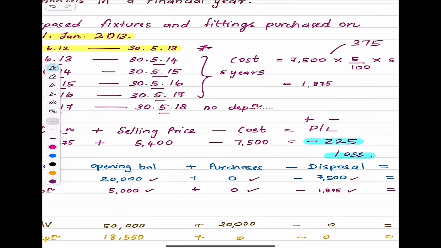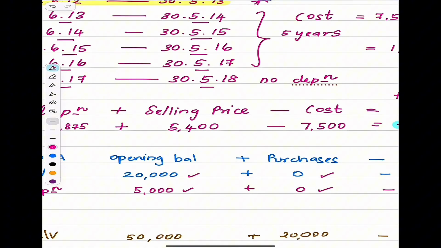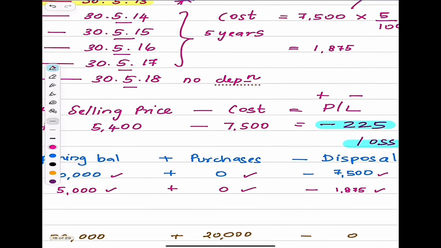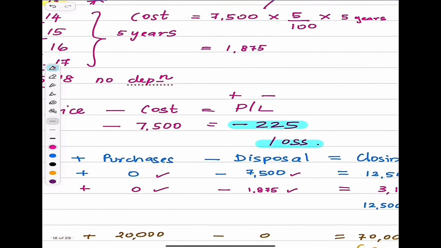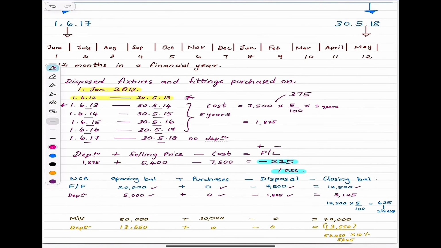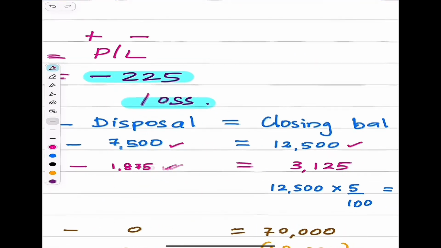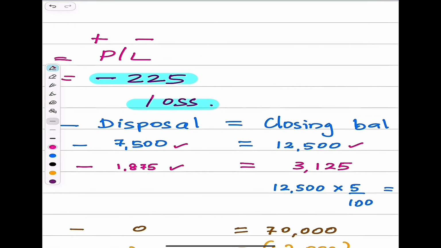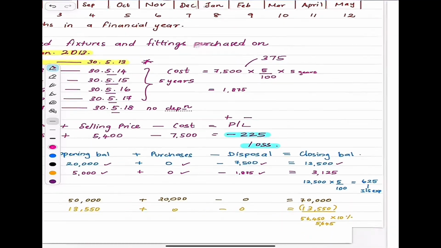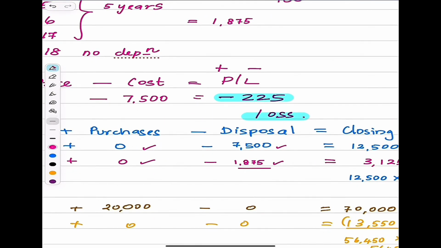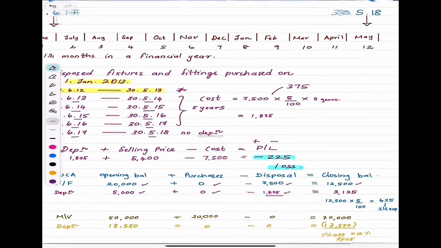Now, we had a depreciation opening balance of 5,000. We haven't purchased any, so we haven't calculated any depreciation. Disposal depreciation should be 1,875, which should be removed from the current depreciation, which is 5,000 take away 1,875 should give 3,125. Now, the challenging part is to calculate the disposal depreciation. Now, let's see how to calculate this.